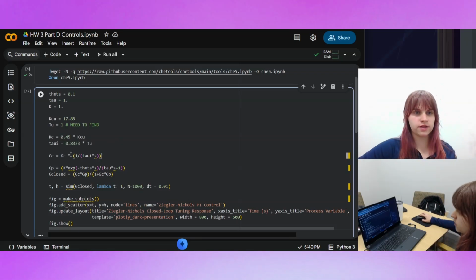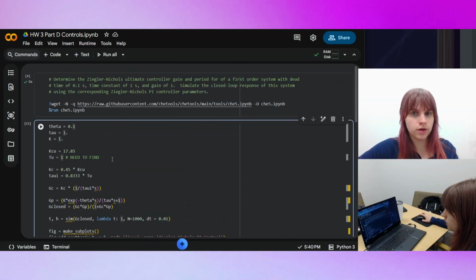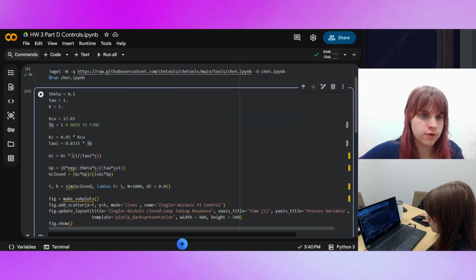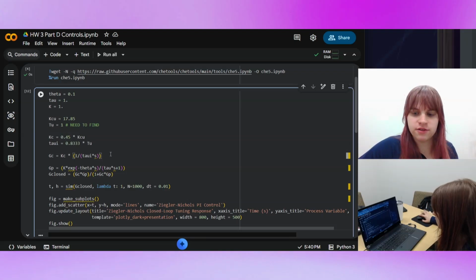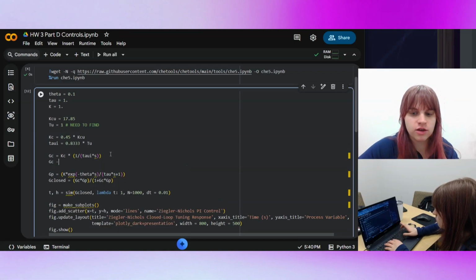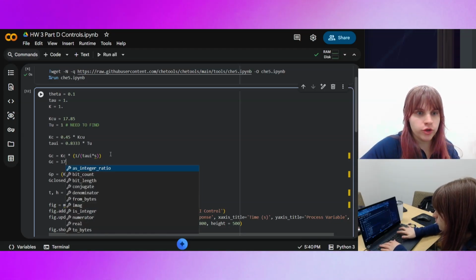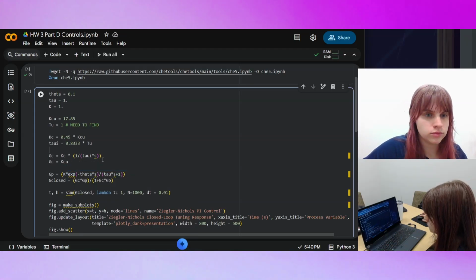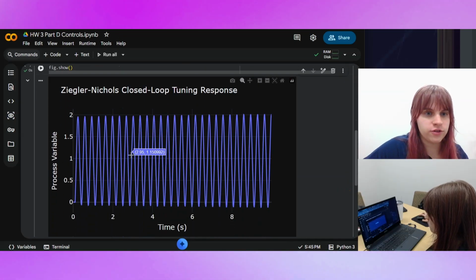And I just realized I found our ultimate controller gain, but I did not find the ultimate period, which I can just go back and do. So I'm going to update this after that line and say GC is equal to our ultimate controller gain that we found. And then we should get the same graph we saw earlier.